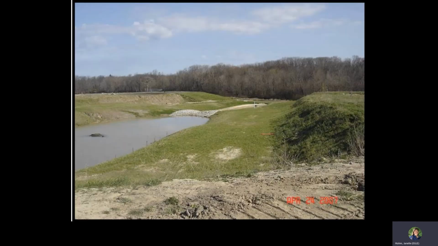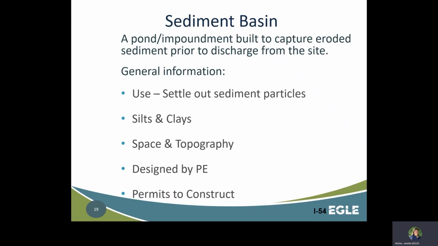The next BMP we'll discuss is sediment basins. Sediment basins are used for collection and storage of sediment-laden runoff. Stormwater runoff is allowed to sit in the basin, which allows larger particles of sediment to settle out and fall to the bottom of the pond. If designed correctly, the stormwater discharged from the basin should be clear.